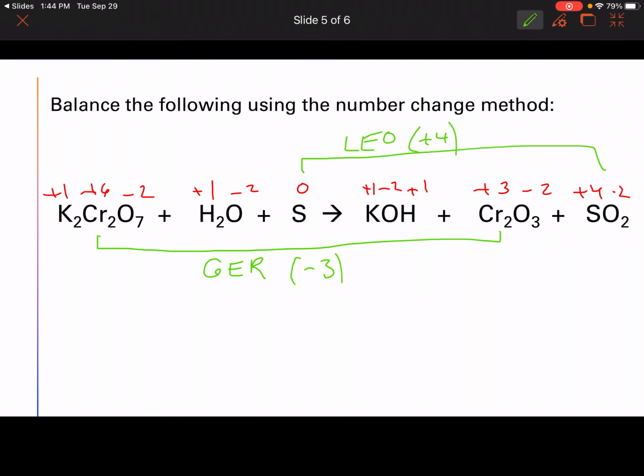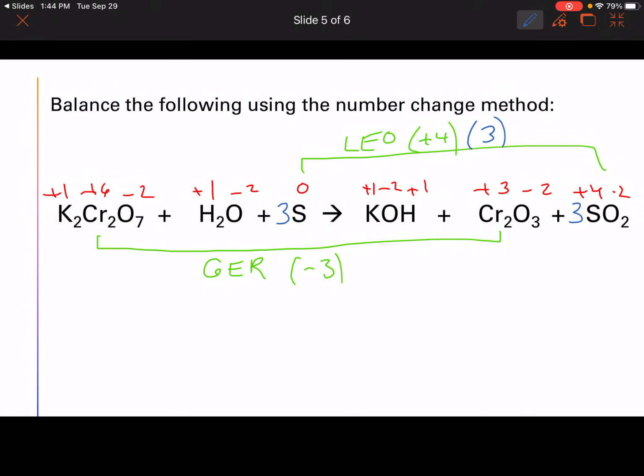Now, you have to get those two to balance each other, right? The oxidation numbers have to balance each other. So whatever is lost has to be gained. The electrons don't just disappear or appear, right? They always have to be accounted for. So my lowest common multiple between 3 and 4 is going to be 12. So I'm going to multiply this one by 3, which means I need 3 sulfurs here and 3 sulfurs over here.